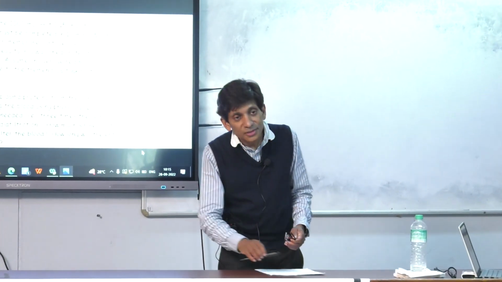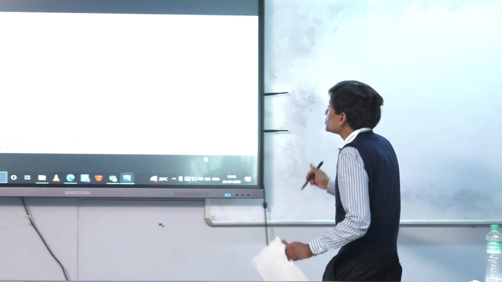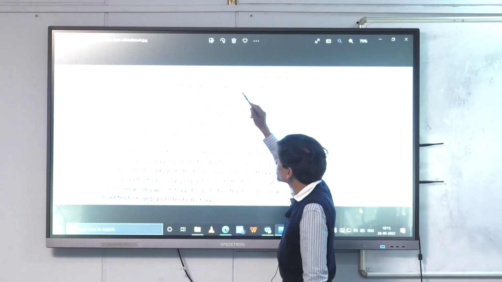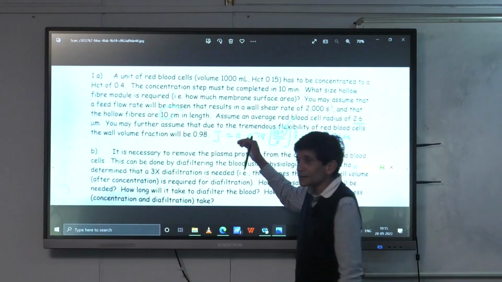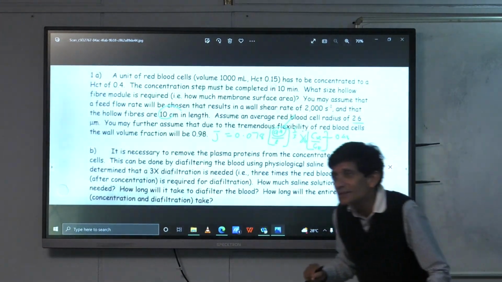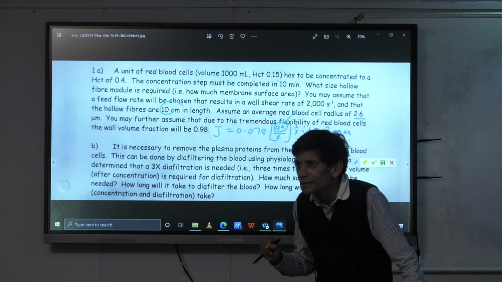So who could tell me how you would want to solve this? Do you want to use 0.15? Do you want to use 0.4 to get the flux? Or do you want to use something else? Sorry? What do you say?